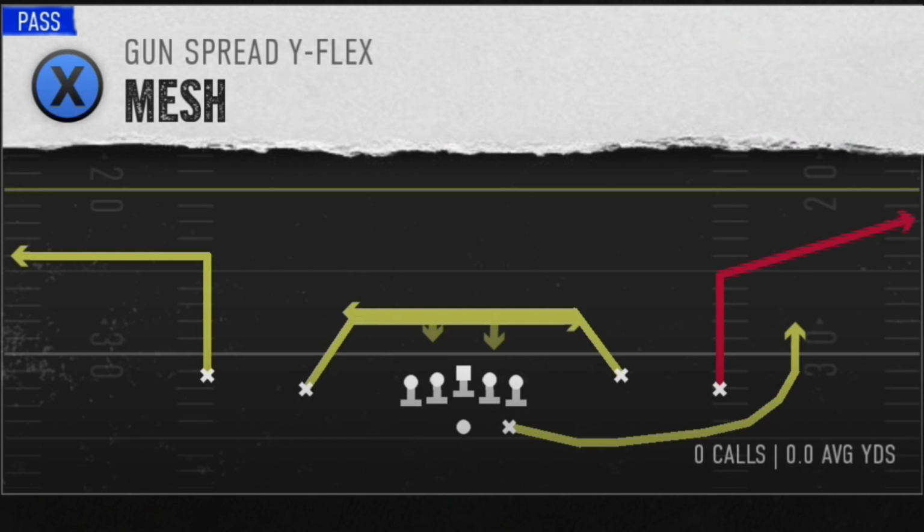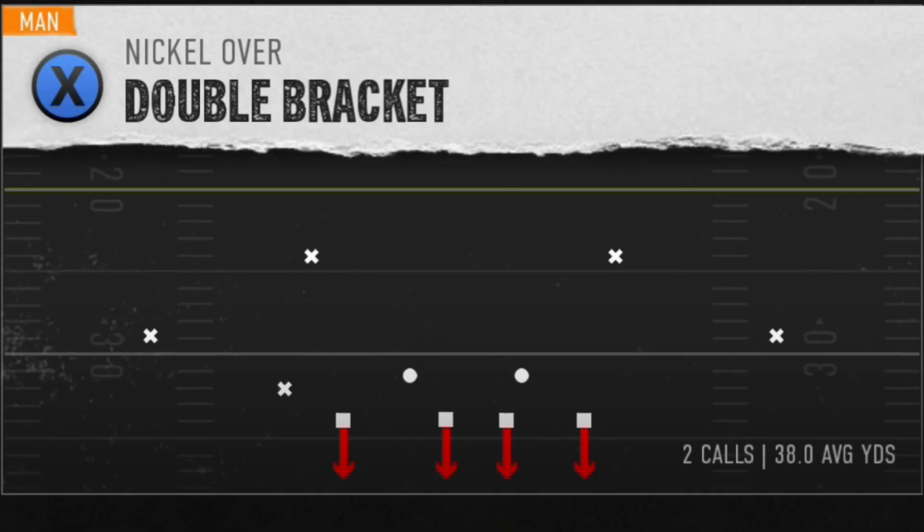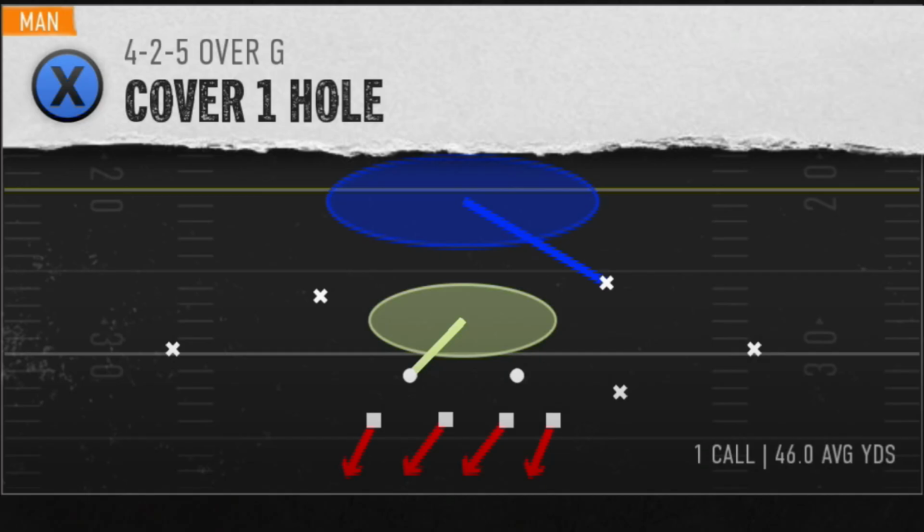So just to show you guys what I'm talking about, I'm going to pick the mesh play here, which is in the gun spread wide flex, just to show you guys the difference between the out route and the speed out route. So we're going to pick that, and then we're going to go defense to defense here, just to show you guys how this beats every single defense in the game, except for one or two.